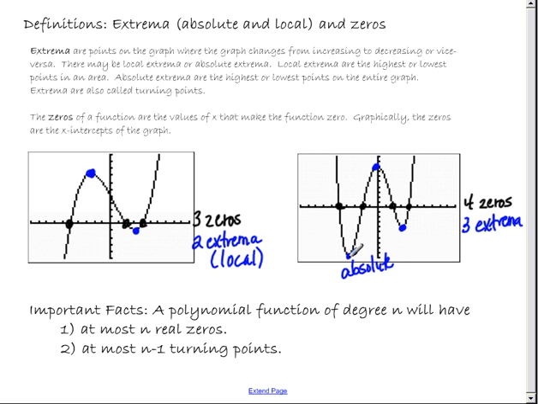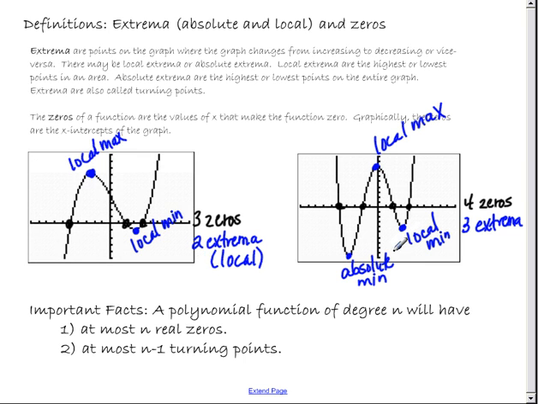This point is the absolute extrema. In fact, it's really called the absolute min because it is the lowest point on the entire graph. Now these are relative or local min or max. In fact, this is a local max and a local min. And back over here, this is a local max and a local min.